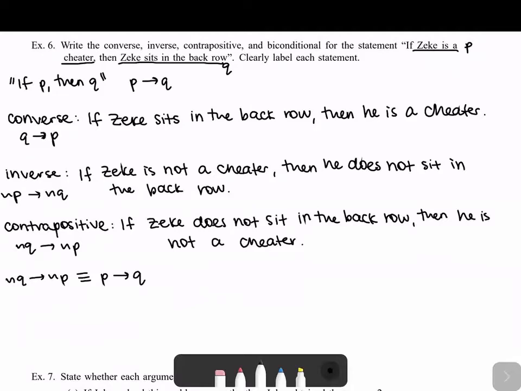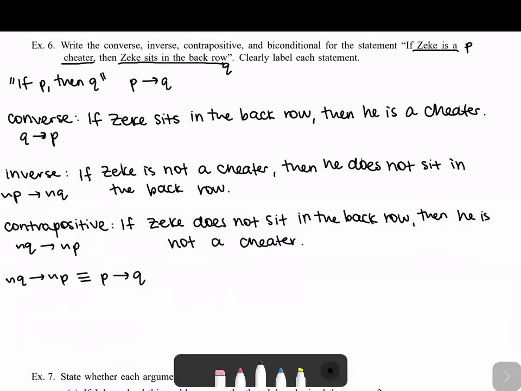So I guess the biggest takeaways from here are what the converse, inverse, and contrapositive are, and that the converse and inverse aren't the same as the original P implies Q. They're a little bit different logically, but the contrapositive is the same.